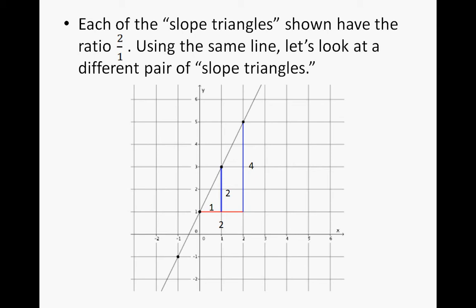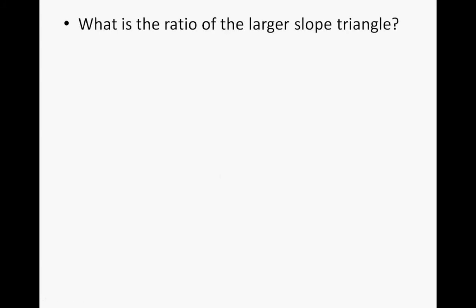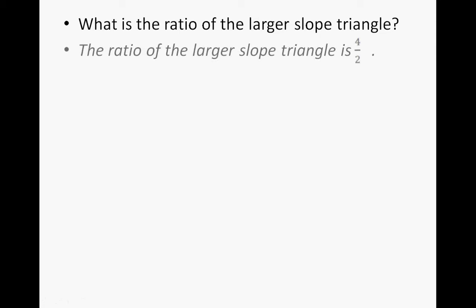Using the same line, let's look at a different pair of slope triangles. How about if we compare this point to this point? Well, now we have a distance of 2 going horizontally, but vertically our distance is 4. So what is the ratio of the larger slope triangle? Well, the ratio of the larger slope triangle is 4 to 2.